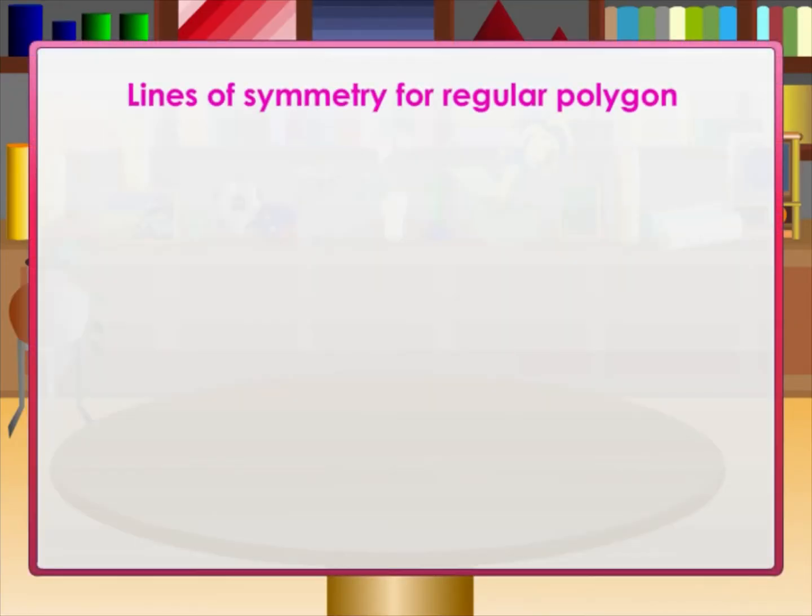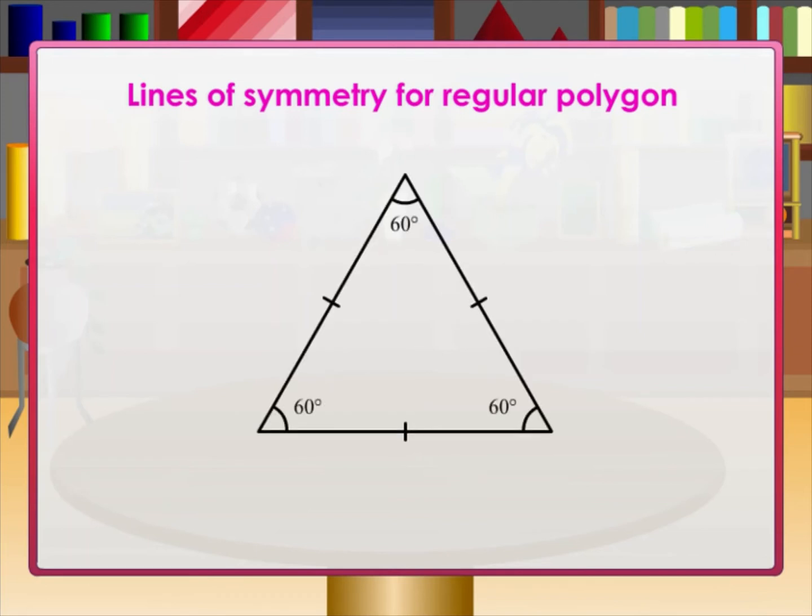Lines of symmetry for regular polygon. You know that a polygon is a closed figure made up of several line segments. A regular polygon has all sides and all angles equal. The polygon which is made up of the least number of line segments is the triangle. A polygon is said to be regular if all its sides are of equal length and all its angles are of equal measure, 60 degrees. Thus, an equilateral triangle is a regular polygon of 3 sides.